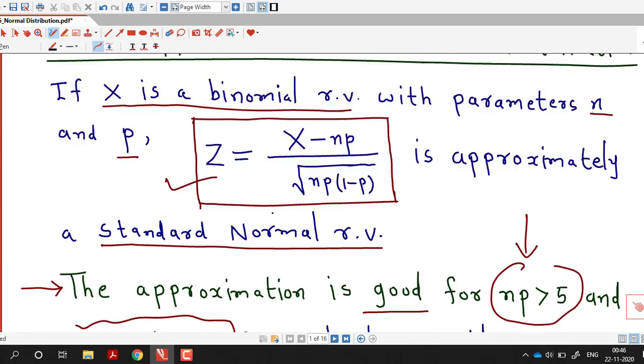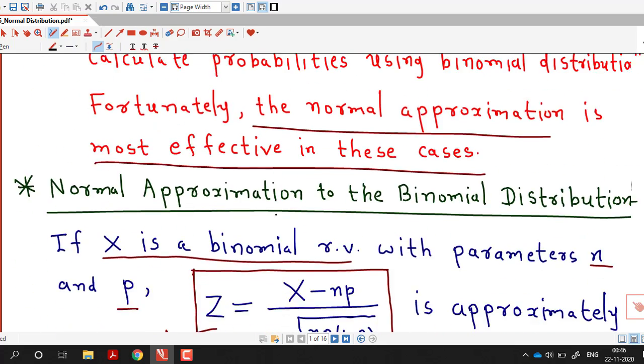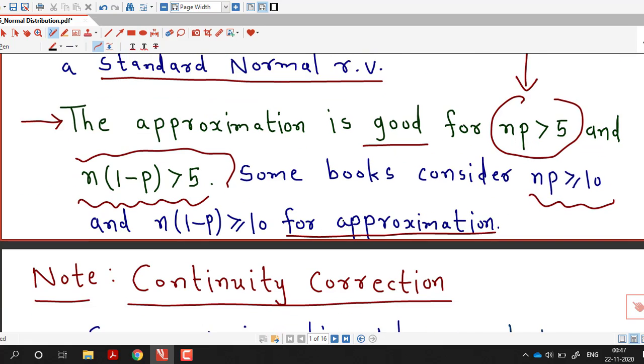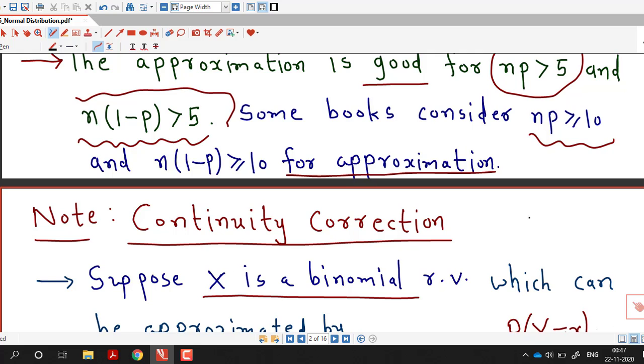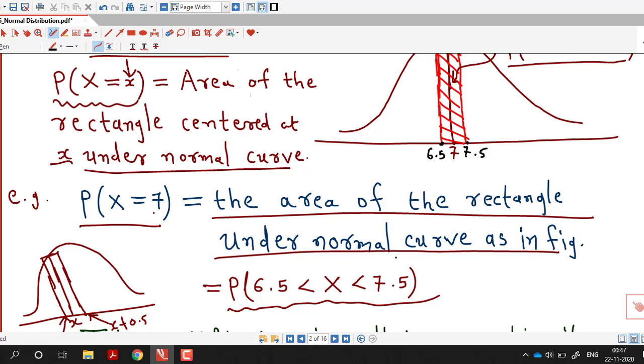I hope you understand this lecture. In this lecture we have discussed when we can apply the normal distribution to approximate the binomial probability distribution. We will remember this rule of thumb: if n times p and n times 1 minus p are both greater than 5, then we can apply the normal approximation to the binomial probability distribution. And to apply the normal probability distribution, we have to understand this continuity correction. Continuity correction is required to calculate probabilities using the normal probability distribution.